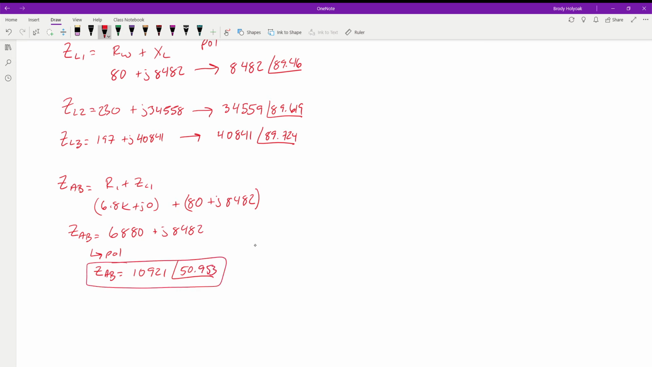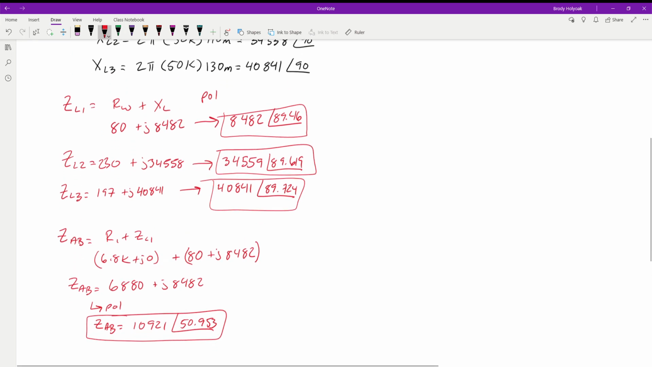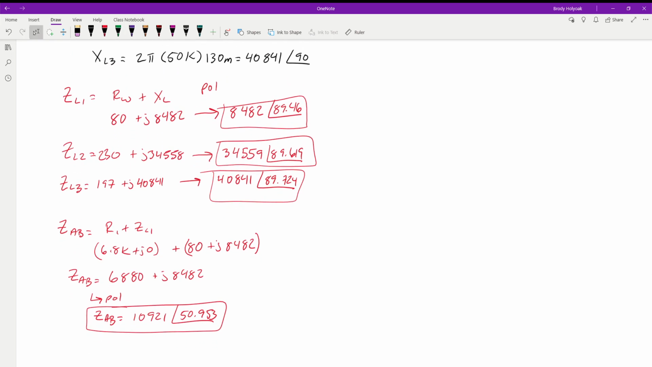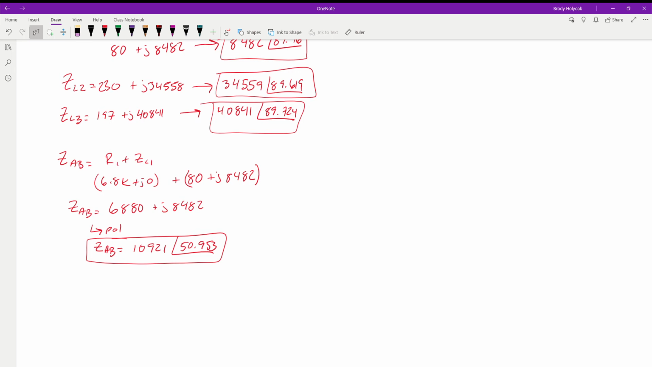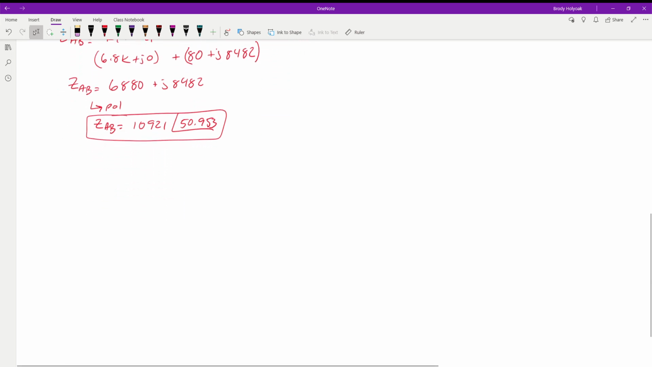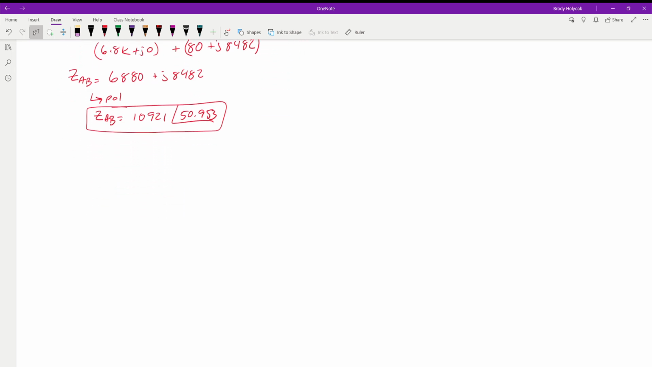So there's that value. Here is these ones. Most of the time on the quizzes and on the homework, they're going to want the answers in polar notation anyway. So just kind of as a word, use polar notation as default, and then if needed, use rectangular. All right, so now that we have our ZAB, we need to find the next impedance.